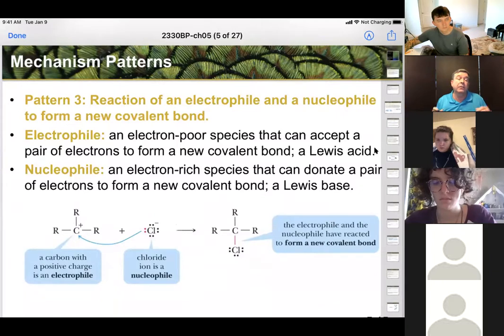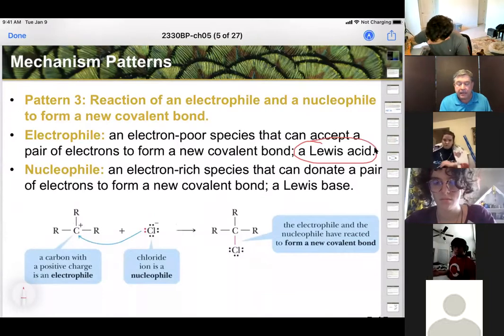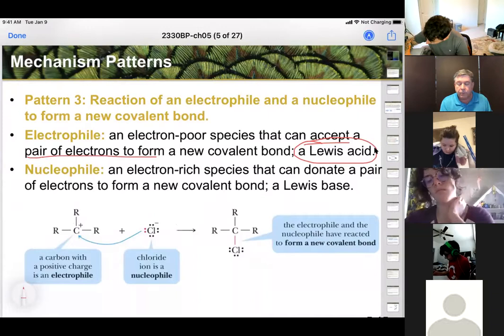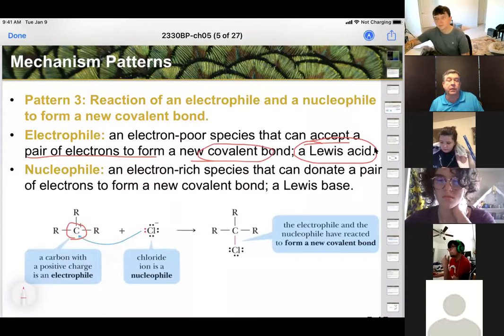What I also want to do is draw your attention to the fact that an electrophile is a Lewis acid, meaning it accepts electrons to form a new covalent bond. So think of things that have positive charge or poor electron density around them. Boron can accept electrons, as can the positively charged carbon here. That is an electrophile. It's looking for electrons. By definition, electrophile means attracted to negative charge or attracted to electrons. So think of things that are positively charged or are ready to accept those electrons.